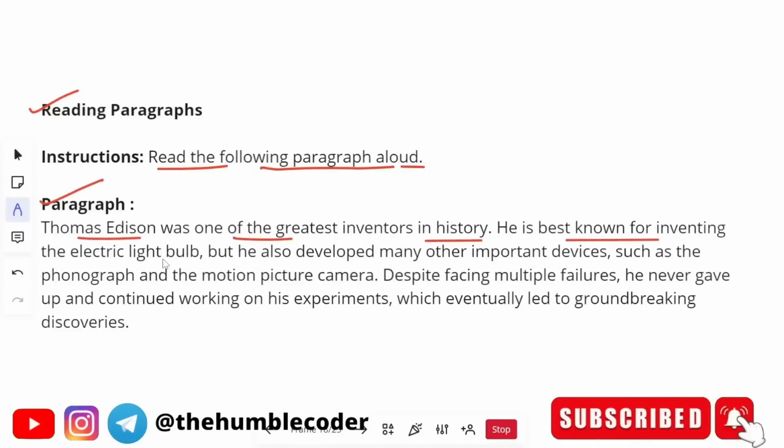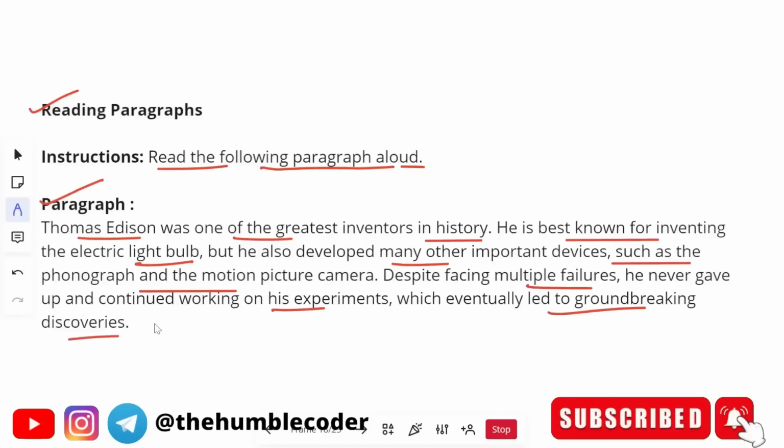He is best known for inventing the electric light bulb, but he has also developed many other important devices such as the phonograph and the motion picture camera. Despite facing multiple failures, he never gave up and continued working on his experiments, which eventually led to groundbreaking discoveries.